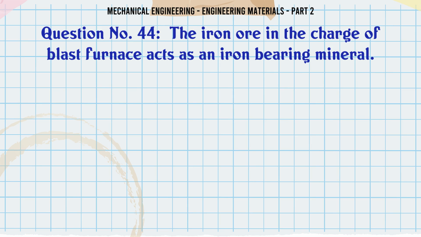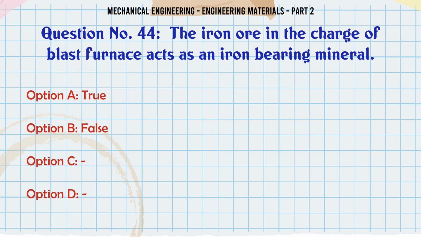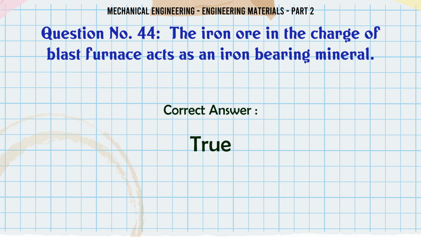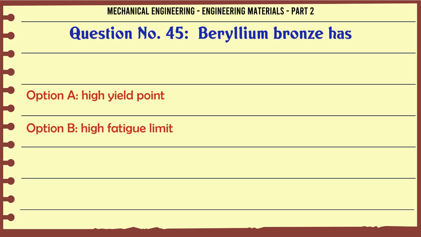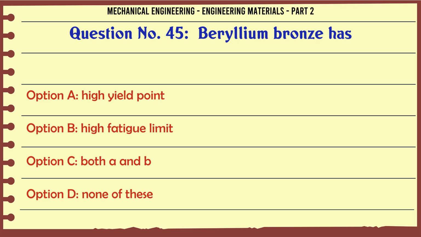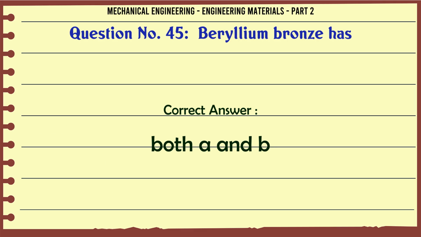The iron ore in the charge of blast furnace acts as an iron-bearing mineral. A. True, B. False, C. D. The correct answer is true. Beryllium bronze has A. High yield point, B. High fatigue limit, C. Both A and B, D. None of these. The correct answer is both A and B.